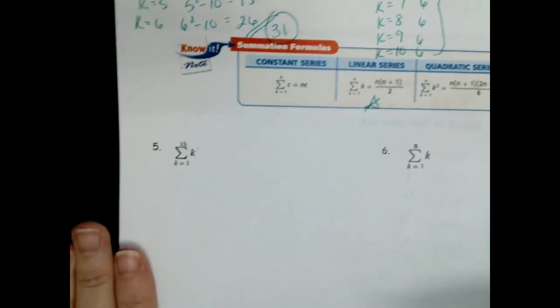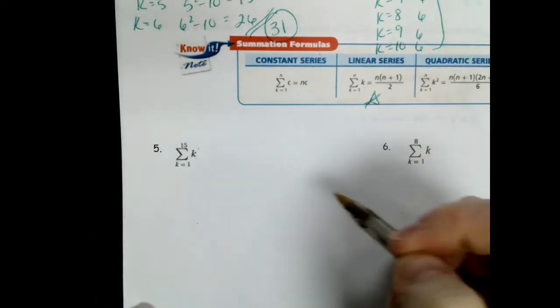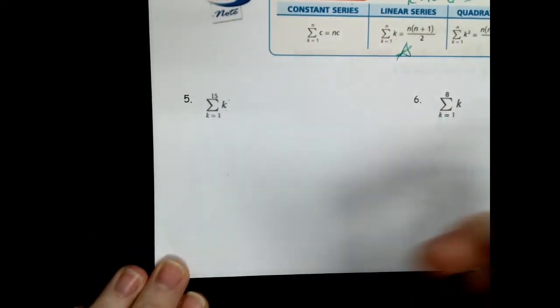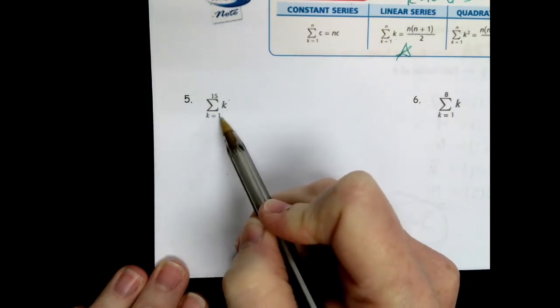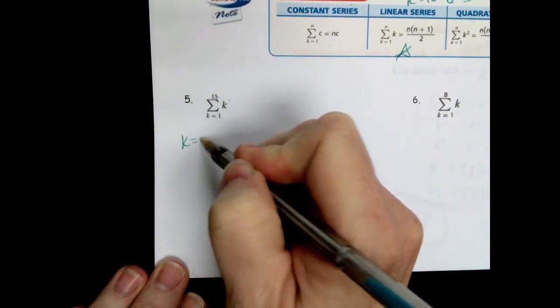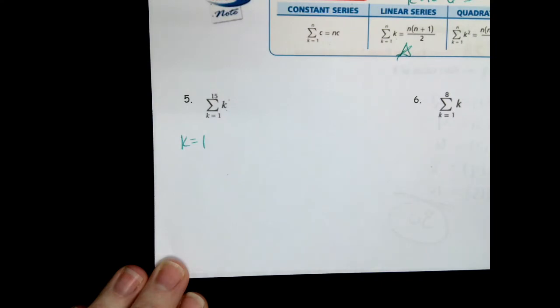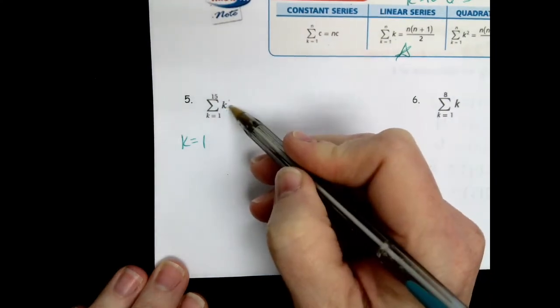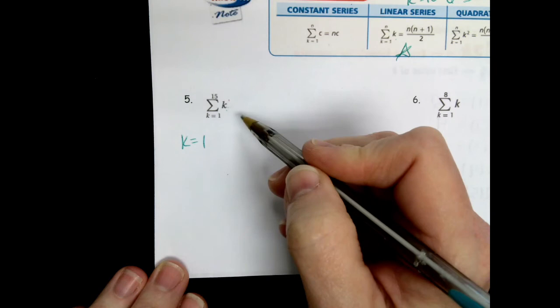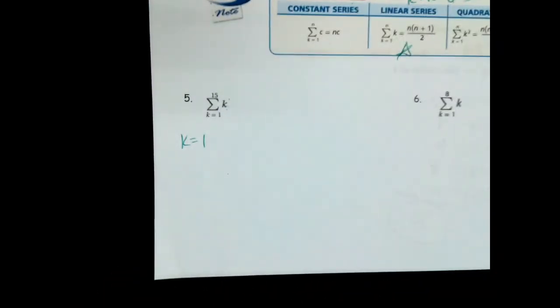Number 5. We're starting at 1, guys. So if k equals 1, what do we get? 1. If k equals 1, we get a 1. 15. Eric, if k is 1, what do you get?